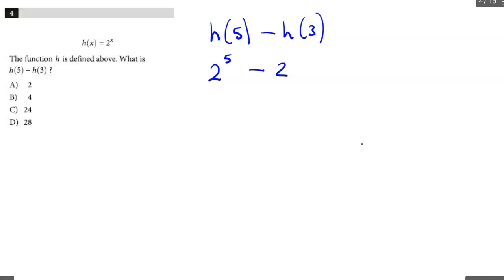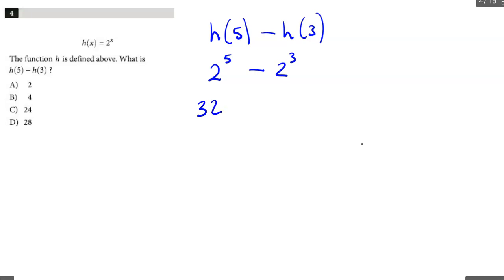Number 4, h of x equals 2 to the x power. So this is an exponential equation. The function h is defined above. What is h of 5 subtract h of 3? Well, h of 5 basically means you plug 5 in, so that's 2 to the 5th power. Take away h of 3, which is when you plug 3 in for x, so 2 to the 3rd. Now we just got to work this out.